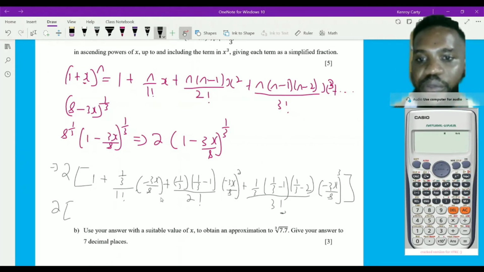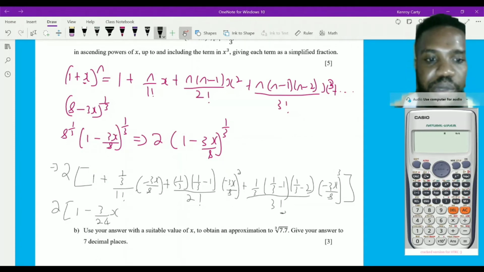Alright, now if you're afraid to work this out, you can make your calculator work for you. Because what is really going to happen in this first case, I'm going to have 1/3 times negative 3 over 8. 1 factorial is 1, so that's no problem. Now that is going to give me negative 3 over 24, which is negative x over 8. Alright, what about the second bracket here?